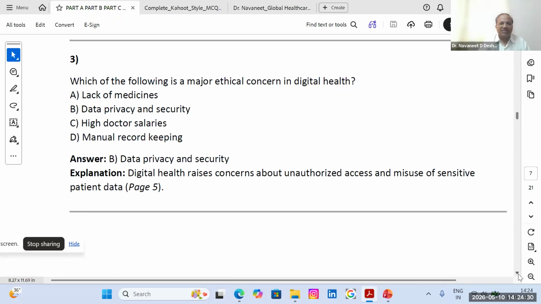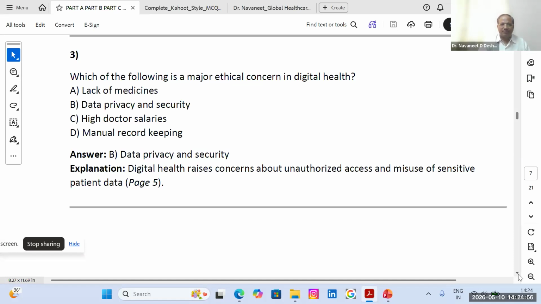Question 3, which of the following is a major ethical concern in digital health? A, lack of medicines. B, data privacy and security. C, high donor salaries. D, manual record keeping. So, the major ethical concern in digital health is data privacy and security, because digital health raises concerns about unauthorized access and misuse of sensitive patient data.